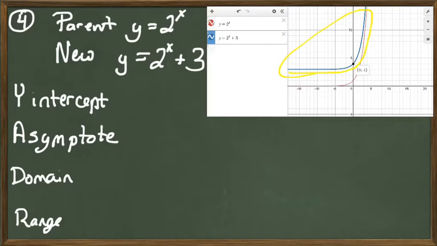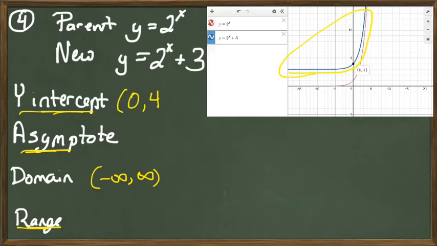So that's actually going to change your asymptote, your y-intercept, and your range. Domain gets to stay the same. Like I said, it doesn't change at all. So our y-intercept is (0, 4), because 2 to the 0 is 1, and 1 plus 3 is 4.